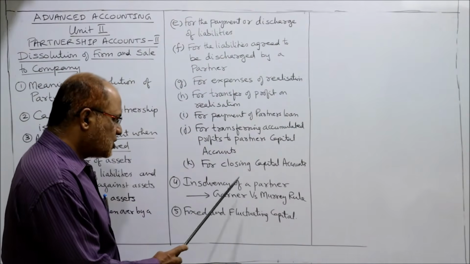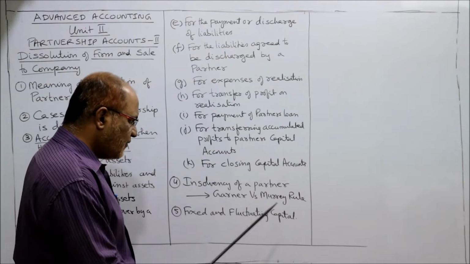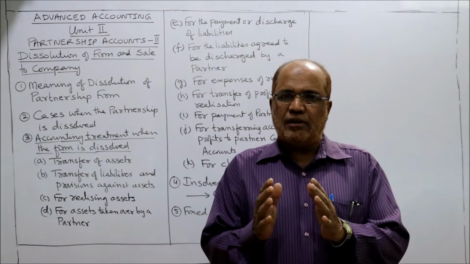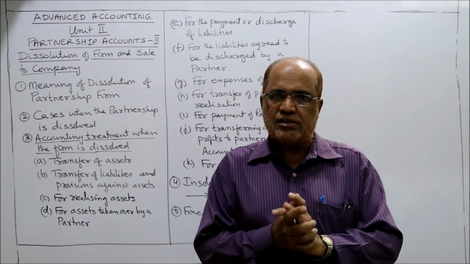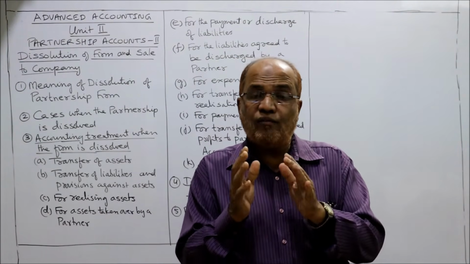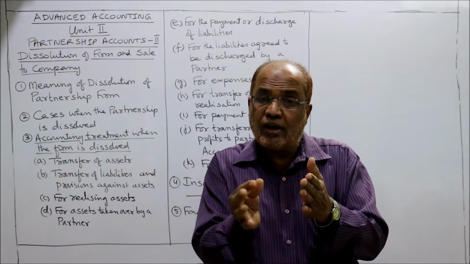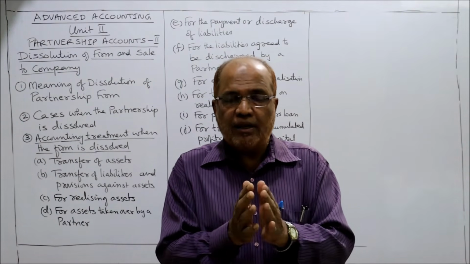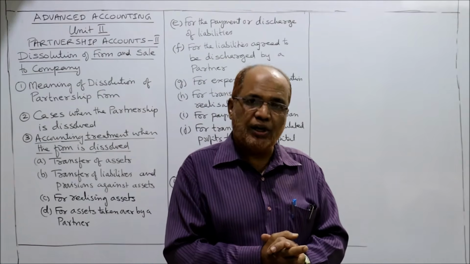So this is about insolvency of a partner. Now, fixed and fluctuating capital. There are two types of capital accounts for partners: fixed capital account and fluctuating capital account. Now, how to find out the capital ratio for insolvency purpose when we have fixed capital and fluctuating capital? There is some different treatment.